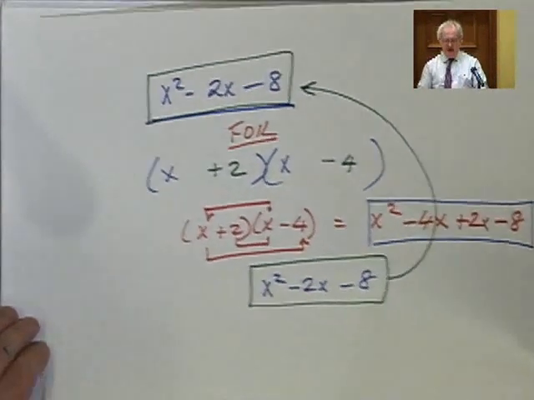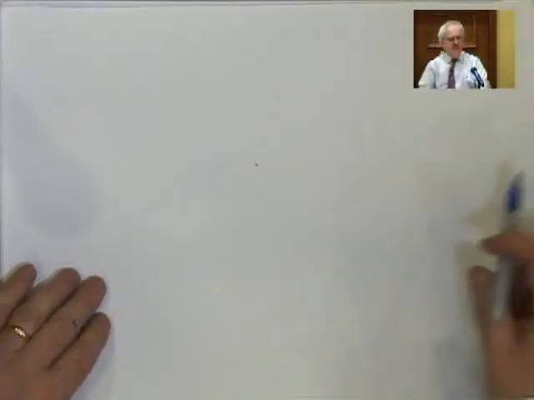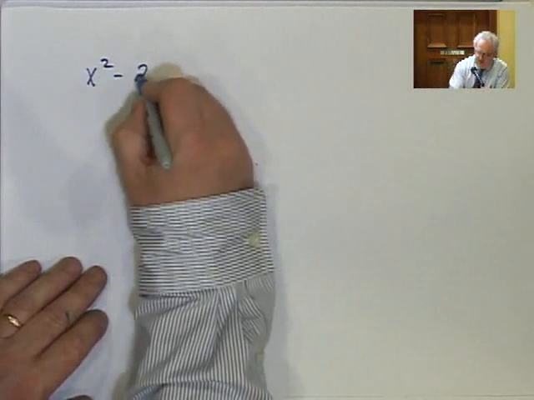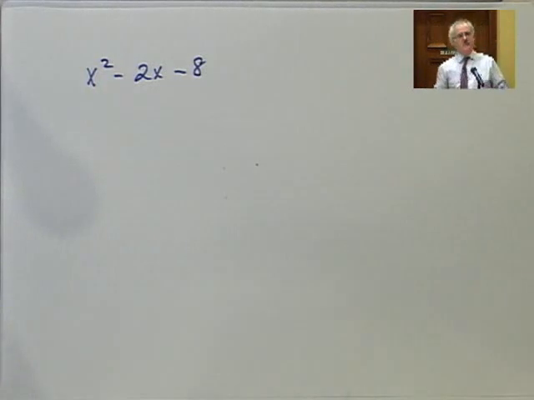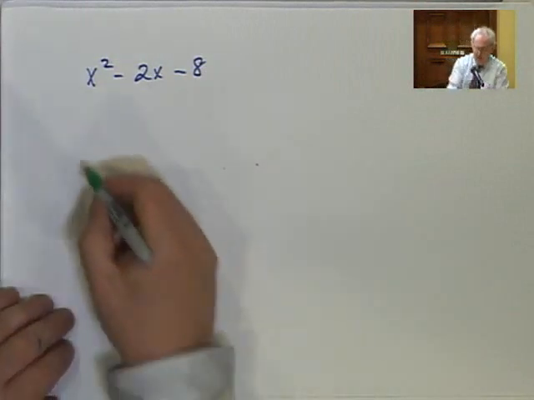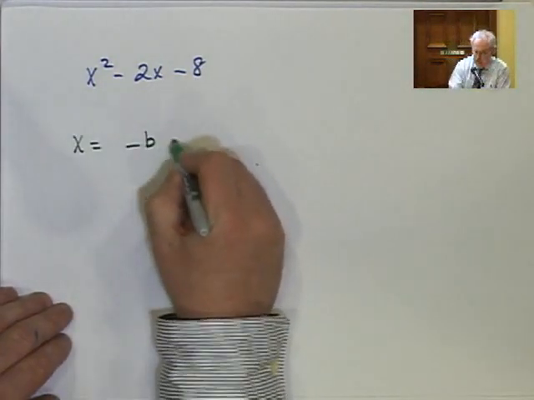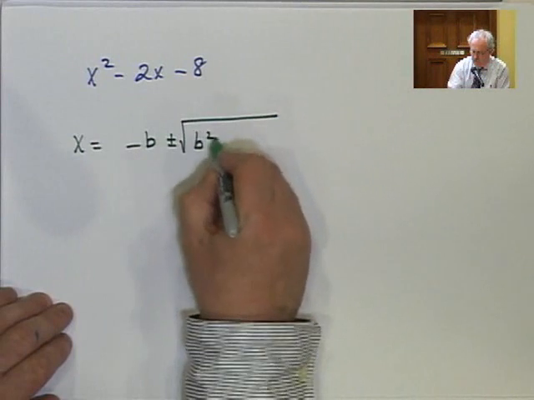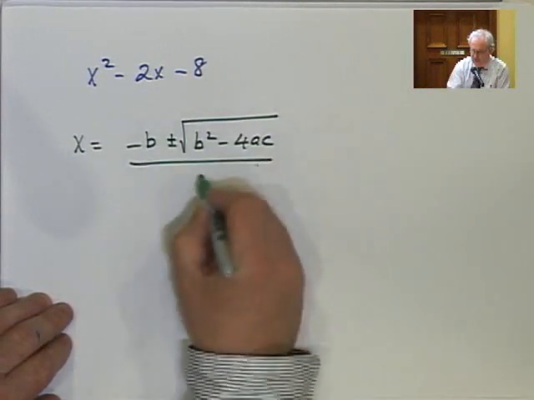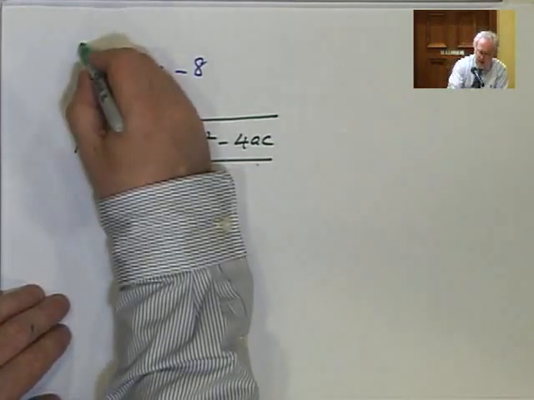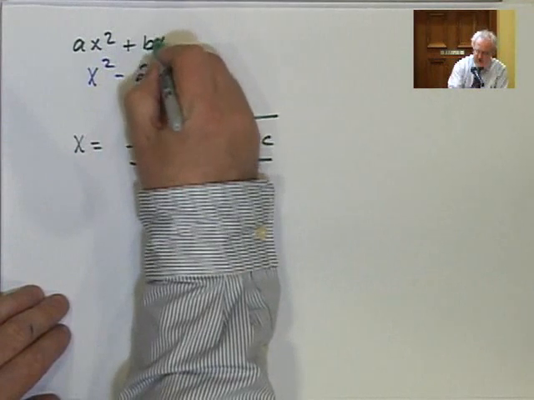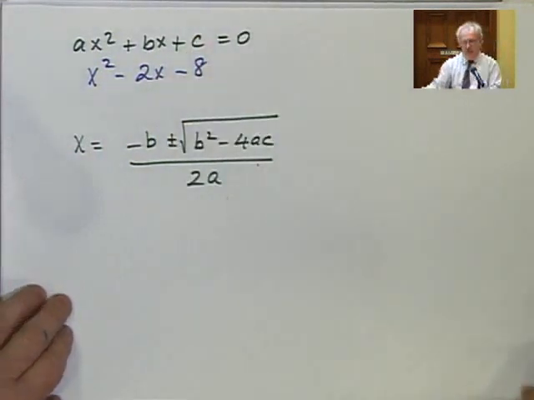x squared minus 2x minus 8. Now, some people say, well, that's okay, you spotted them. But you know, in the exam I can't really see the factors, or they're not always as clean as that. So they give us a formula for that. We saw it in the Junior Certificate. The formula says x equals minus b plus or minus the square root of b squared minus 4ac, over 2a. And importantly, this works for the equation ax squared plus bx plus c equals 0.